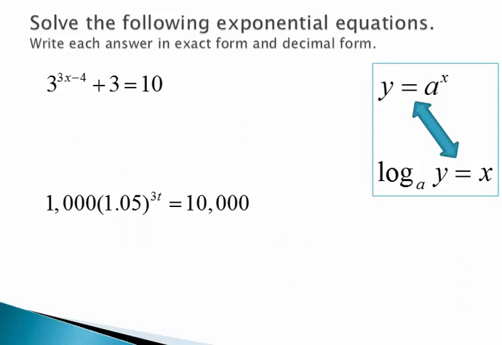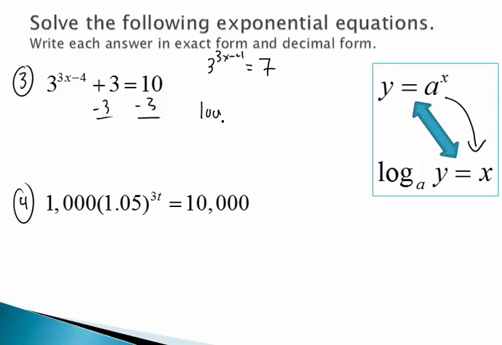All right, two more. We'll call that one 3 and that one 4. What I want to do is isolate, again, the exponential expression. So that gives me 3 to the 3x minus 4 equals 7, and then apply my property. I have an exponential and I want to change it to log. So it's log base 3 of 7 equals 3x minus 4.